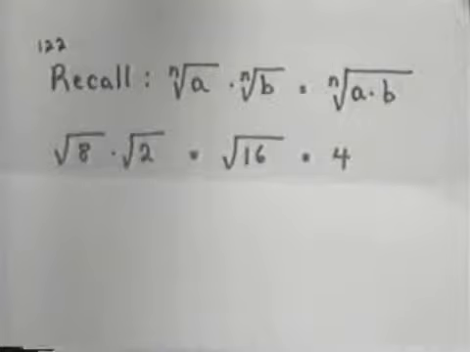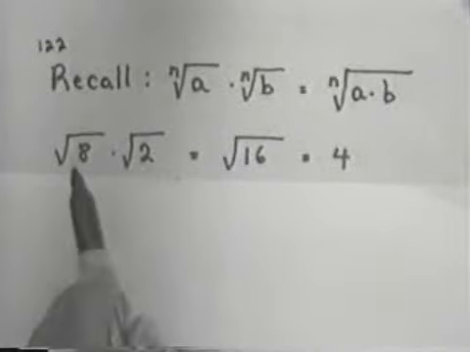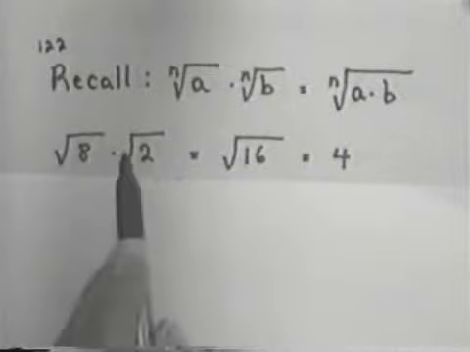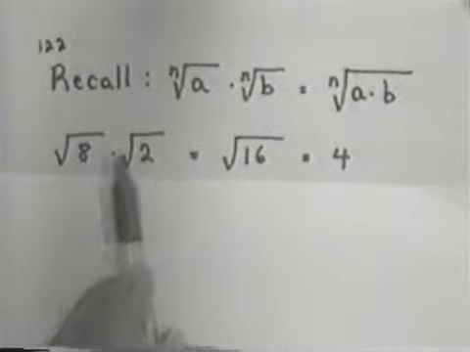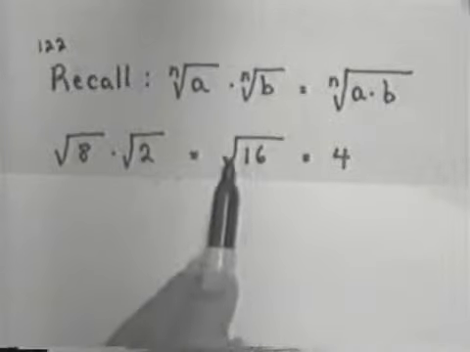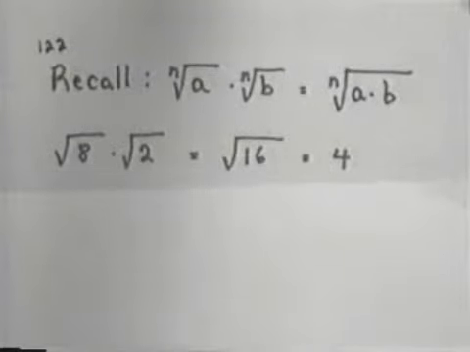Let's look at an example. If I have the square root of 8 times the square root of 2, I can multiply them. The index is 2, index is 2. If they have the same index, they can be multiplied. 8 times 2 is 16. Therefore, the square root of 8 times the square root of 2 is the square root of 16. And of course, the square root of 16 is 4.